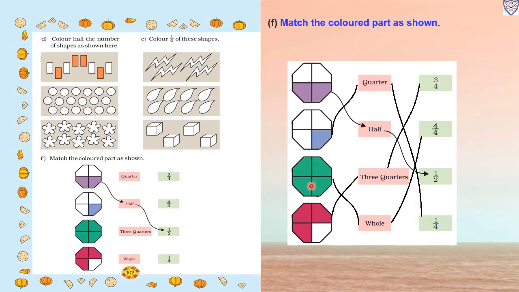Here the whole shape is colored, that is whole, and we will match it with 4 upon 4. Total how many parts? 1, 2, 3, 4. So 4 upon 4. Then 1, 2, 3, 4 parts and 3 parts are colored, that is 3 quarters. So we will match it to 3 upon 4.